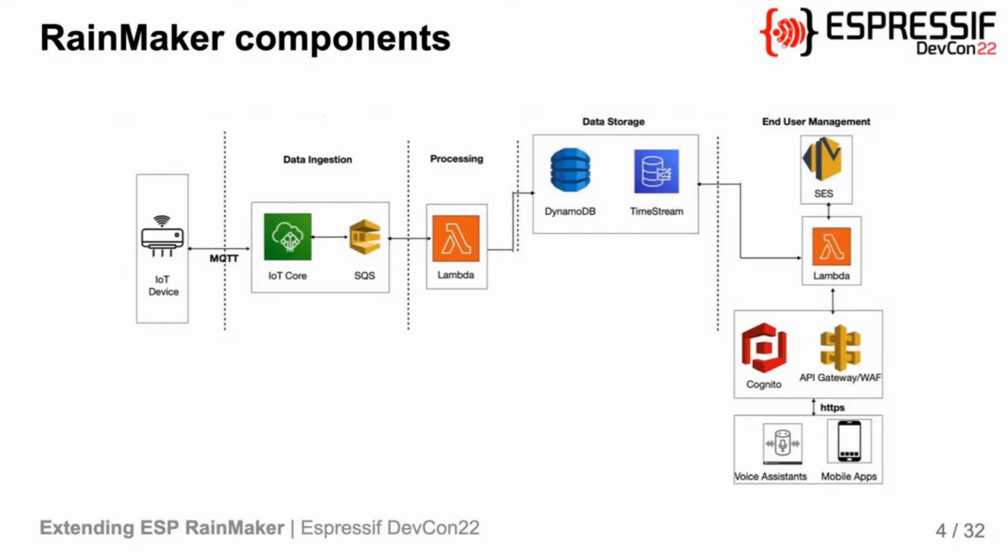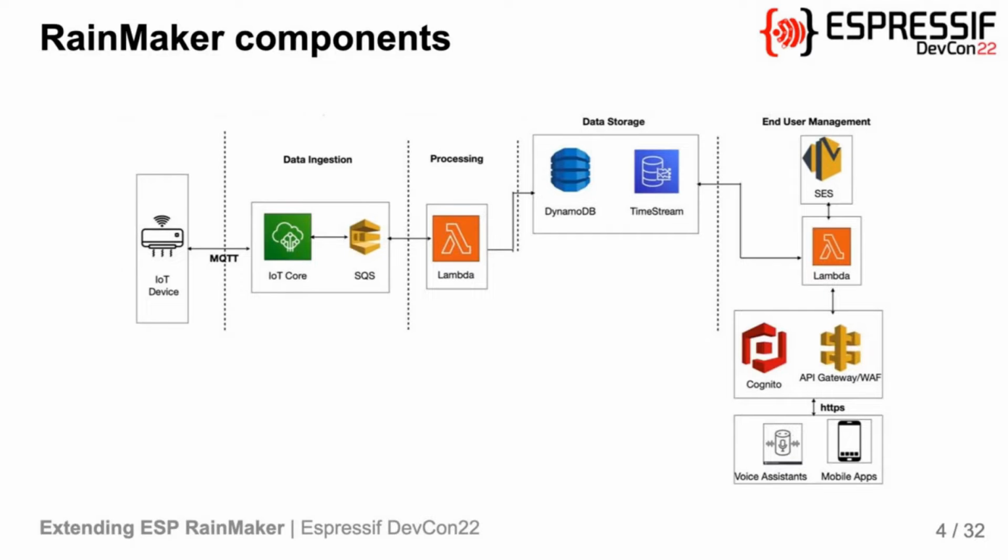The cloud which is hosted consists of IoT Core and SQS in the form of data ingestion. All your IoT devices, as you can see from the left side, interact via MQTT with IoT Core. IoT Core and SQS help the device messages go into the cloud. The processing part, which is Lambda, helps in storing this. Whatever device messages are there, it formats them and stores them into data storage services like DynamoDB and DynamoDB Streams. And if you go to the right part, there are voice assistants and mobile apps and also the dashboard.